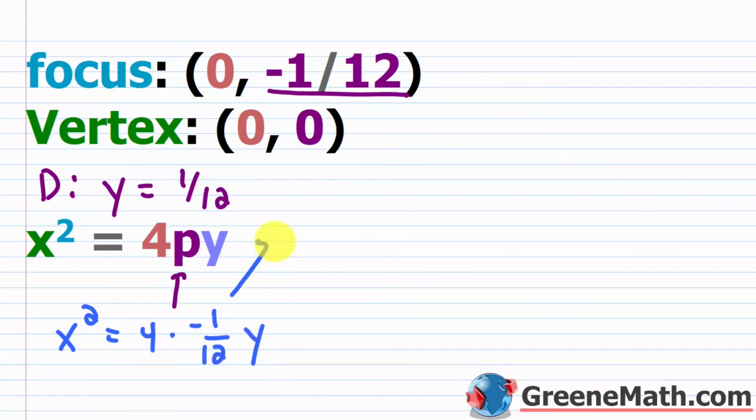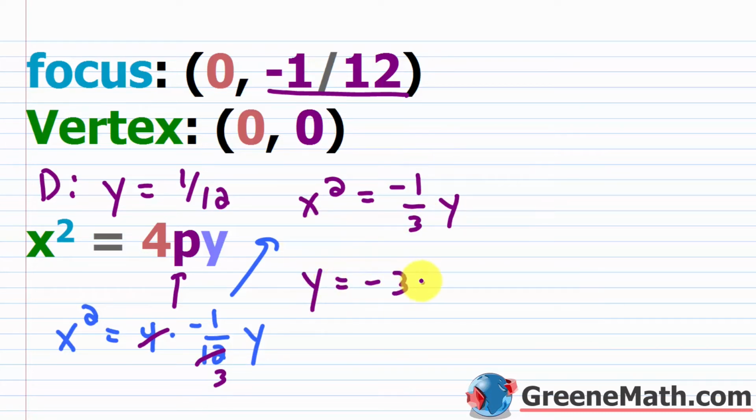Times y. Okay, let me do this up here. We know that this cancels with this and gives me a 3 down there. So you could say x squared is equal to negative 1/3 y. Or of course, most of the time we want to solve for y. So we multiply both sides by negative 3, and you'd have that y is equal to negative 3x squared.